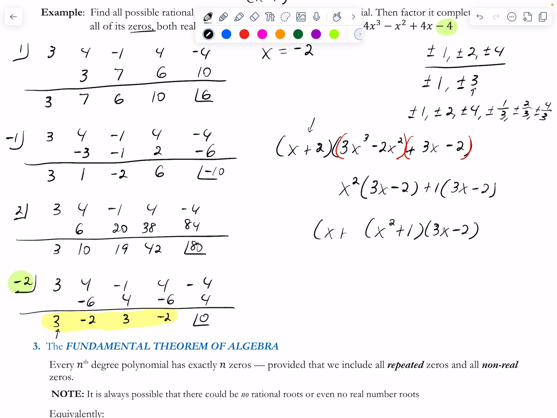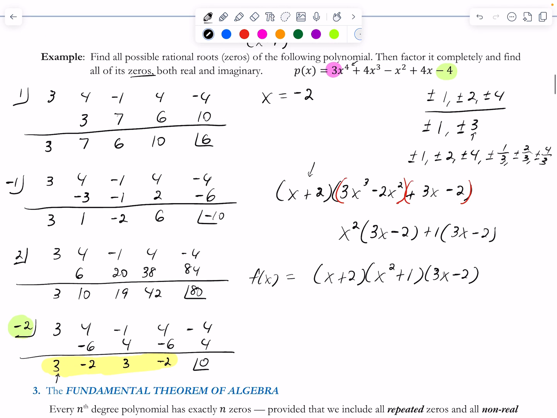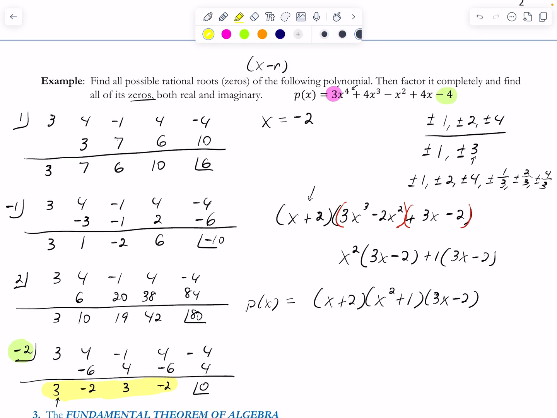And now I'm going to bring down the x plus 2. This is as far as I can go in terms of factors for this function. Let me get the correct letter there. Sorry about that. This is p of x. And I want to remind everyone, I'm going to do this a ton in class, but this polynomial up here and the one that I just found down here, these are the same thing. One is just factored and one is in standard form, okay?